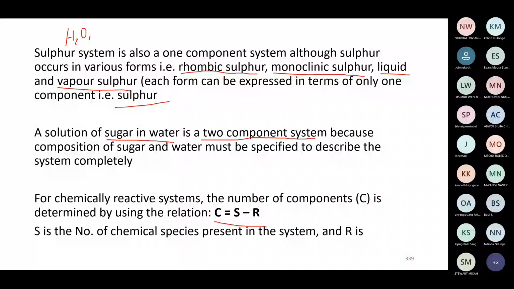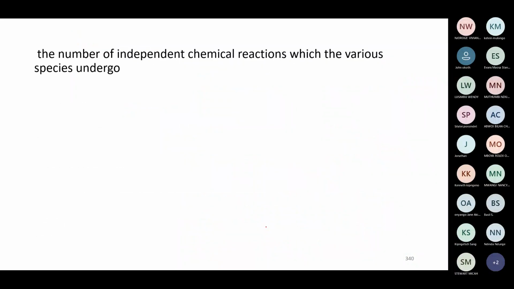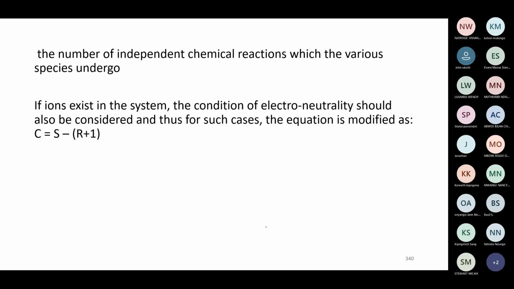S is the number of chemical species present, and R is the number of independent chemical reactions which the various species undergo. Now, if ions exist in the system, the condition of electron neutrality should also be included. And thus, for such cases, the equation is modified to become C equals S minus R plus 1. Okay.